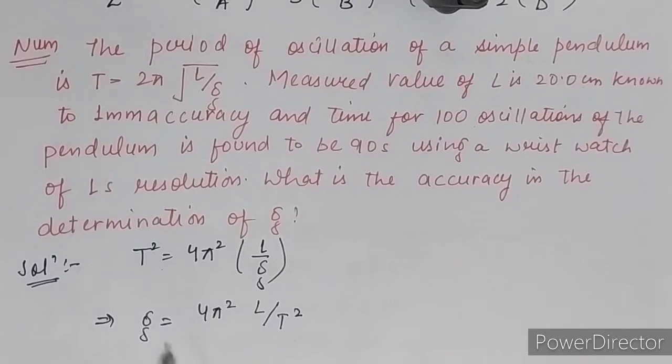Now this 4 pi square is a constant term. We don't take the use of the 4 pi square. This is a constant term, the numerical value. We have the most probable use of this value, L upon T square. Okay, clear? Now we have to use the raised to the power formula for this. So we have to convert them into the relative formula like this, so that we can calculate the least count errors of all these L and T.